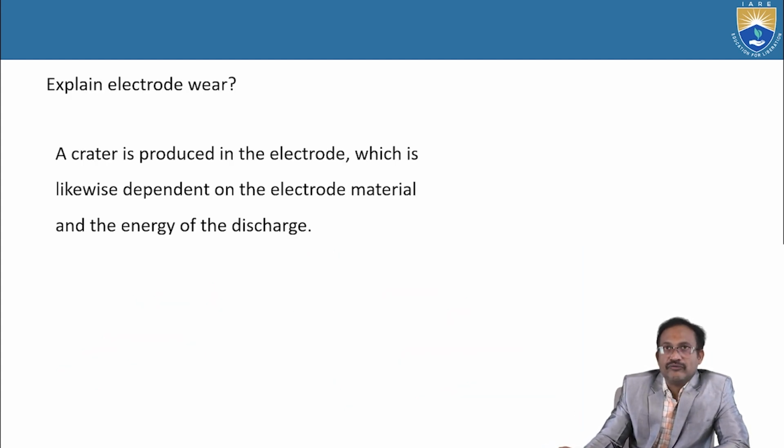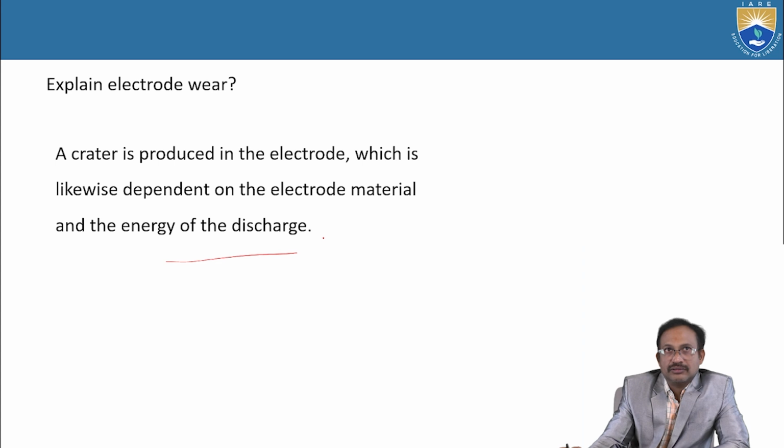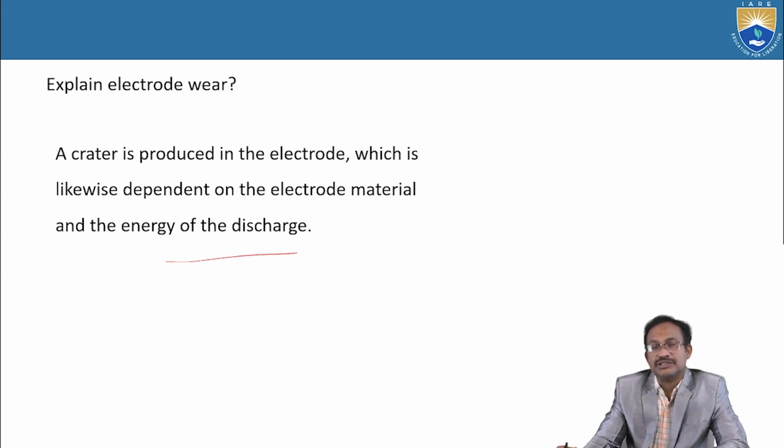Explain electrode wear. A crater is produced in the electrode, which is likewise dependent on the electrode material and the energy of the discharge.